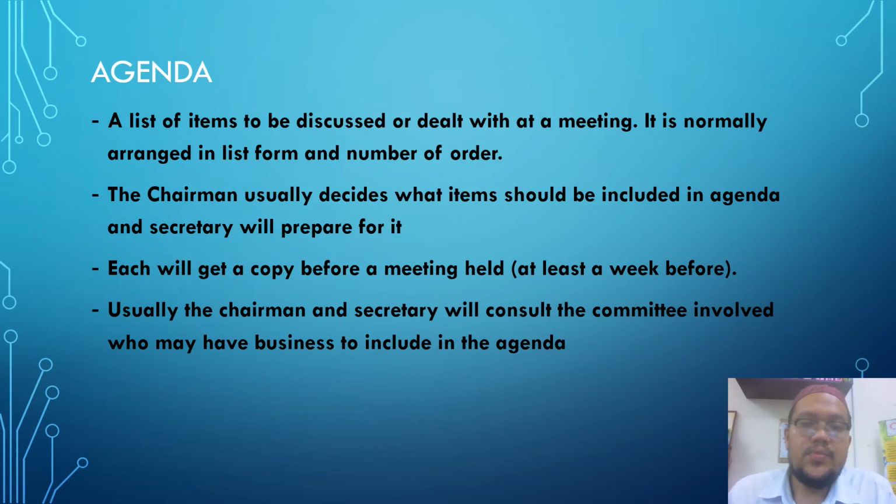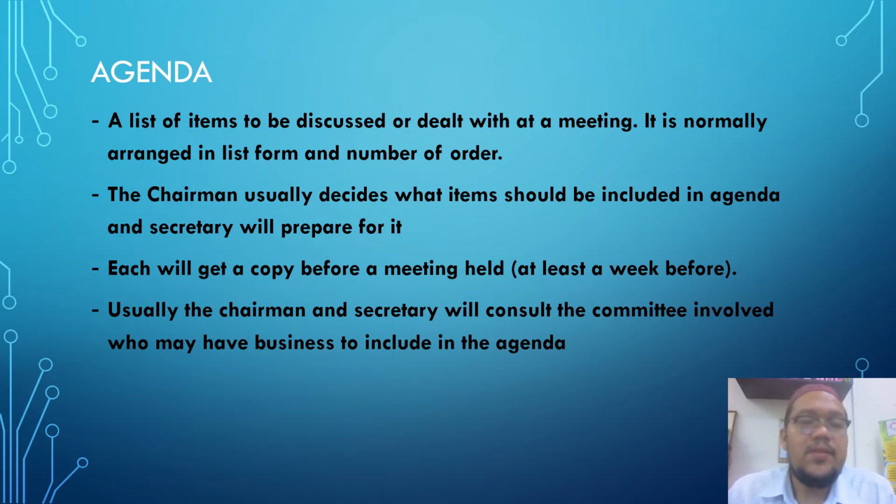All right, the next documentation that you have to give before the meeting is held, and you can attach together with the notice, is the agenda. Okay, what is an agenda? Agenda is a list of items to be discussed or dealt with in the meeting. It is normally arranged in list form and in number order. That means the chairman must follow the order. First, what you need to do first, second, third, until the end.